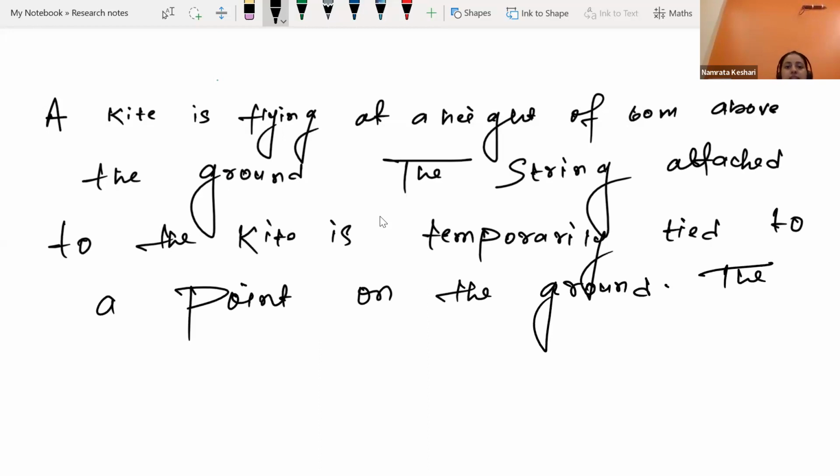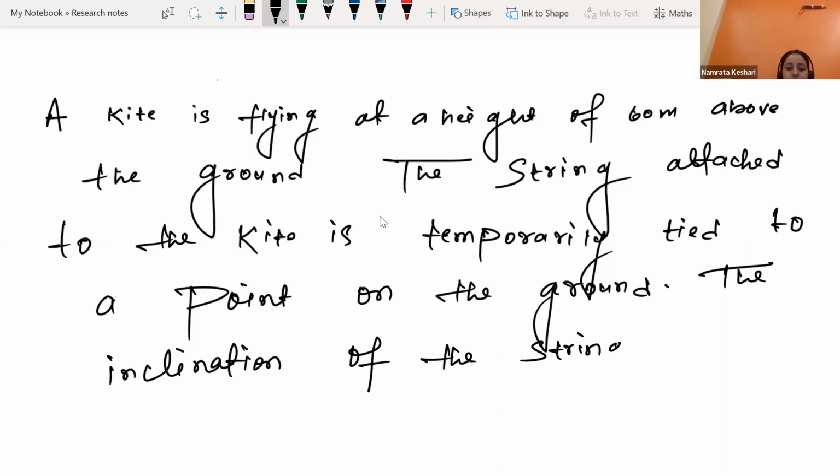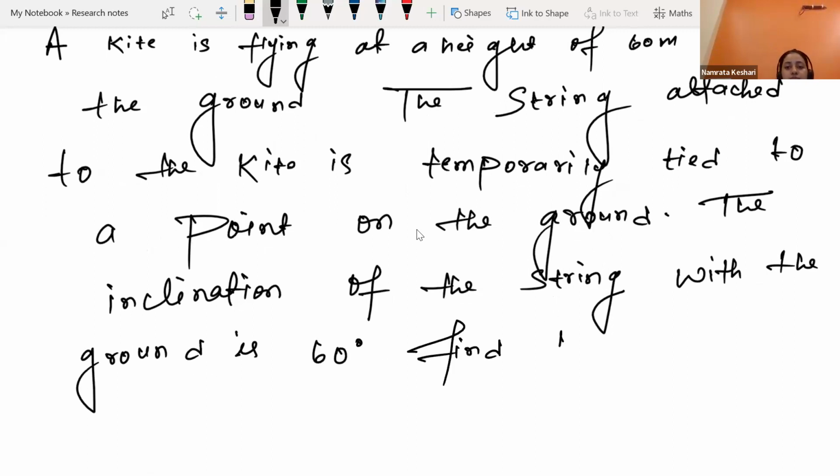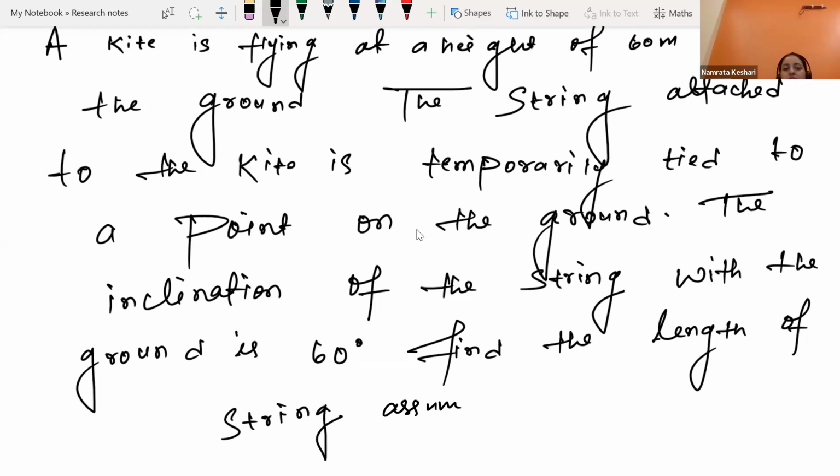The inclination of the string with the ground is 60 degree. Find the length of the string. Assuming that there is no slack of a string, that means the string is not getting disturbed or whatever.